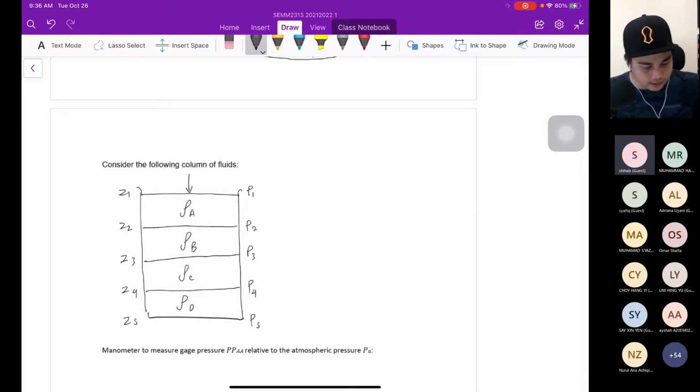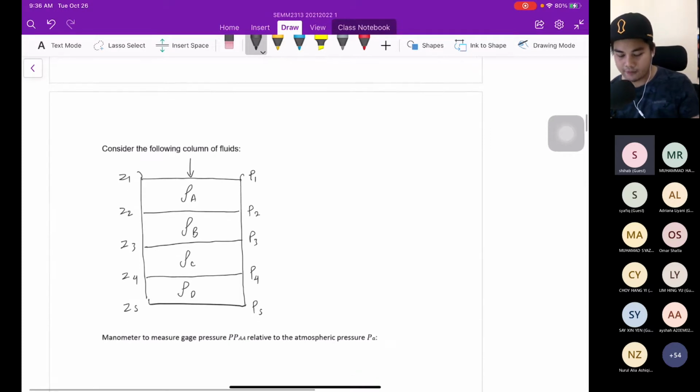So the question normally will ask, what is the difference of pressure between P1 to P5 or P5 to P1? So that means P5 minus P1. So from here, simply we can add or do the summation of total pressure. Pressure 1 plus pressure 2, pressure 3, pressure 4, and pressure 5. So we need to sum up all the pressure. So how to sum up all the pressure? Is it simply just sum up all the pressure? No, we have the method.